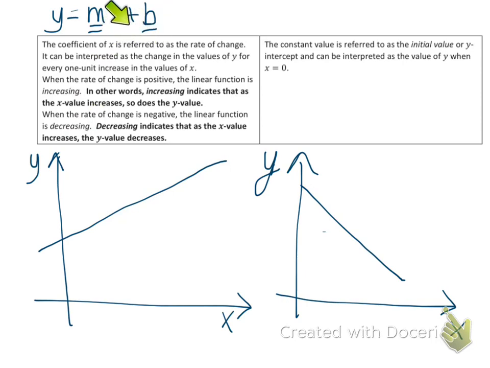The reason we're calling it a constant is because there's no variable with it. This term has a variable in it. It has x. This term has no variable in it. It's just a number, so it's a constant. Over here, the y is also a variable. But when they say the constant value, they're talking about what we've been calling b. Okay, so the constant value is referred to the initial value and is also the value of the function when x is 0. So it's right there. Here's x is 0. There's that constant value.